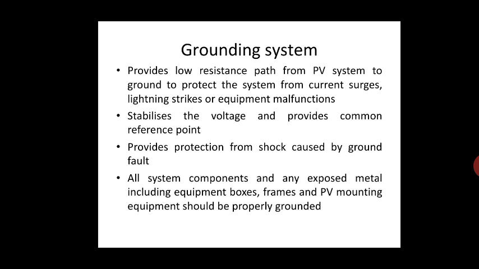Next comes the most important thing, the grounding system. What is the grounding system? Grounding provides a low resistance path for the fault current to pass. Why do we require grounding? It provides a low resistance path from the solar system to ground to protect the system from current surges, that is fault current, lightning strikes or equipment malfunctions. It stabilizes the voltage, provides a common reference point, and also provides protection from shock caused by ground faults.